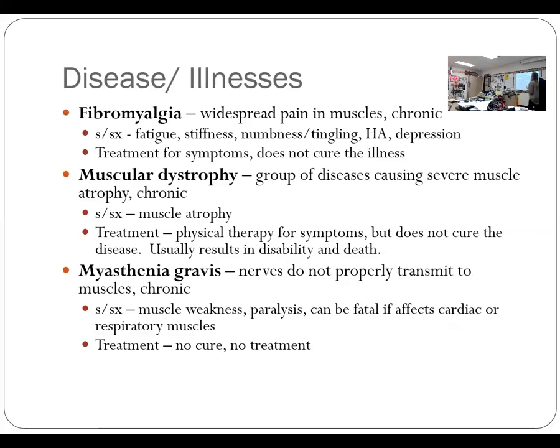Myasthenia gravis is another one, and this is where the nerves don't properly transmit to the muscles. So it's another chronic disease. Signs and symptoms are muscle weakness, paralysis, because their muscles are not getting the info from the brain that tells them what to do. It can be fatal if it starts to affect their heart or their cardiac muscles. And then again, no cure, and there's really no treatment for that either. Not a lot of hope with these diseases. But most of these, not all of them, a lot of these kinds of diseases are ones you have for a long period of time. I mean, they're chronic. It's not something where you get it and then the next week you're gone.